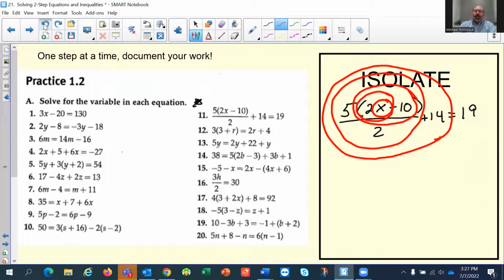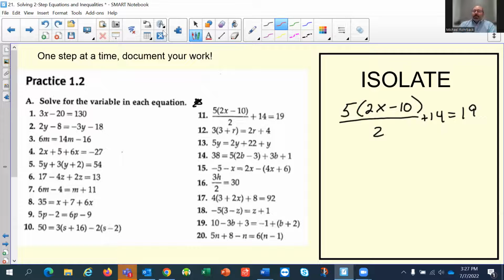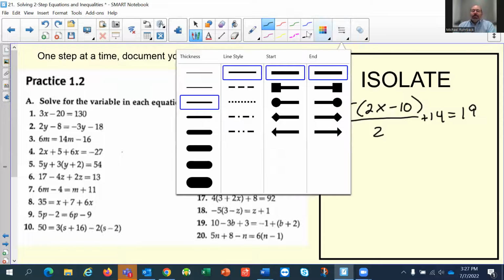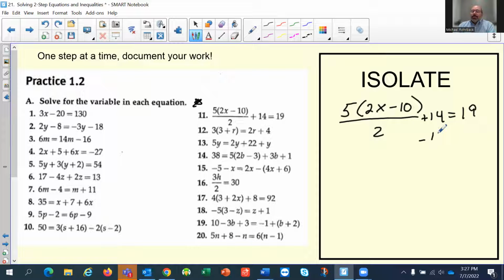All right, so let's rewind a little bit here. The very first thing, the outside here, is this plus 14. So we are going to get rid of plus 14, and we're going to get rid of plus 14 by going minus 14. So we subtract 14 from both sides. Okay, no problem. These are going to cancel out and become 0. And now you've got 5 times 2 times some number minus 10 divided by 2 equals 19 minus 14 is 5. Okay, so this is our next layer.